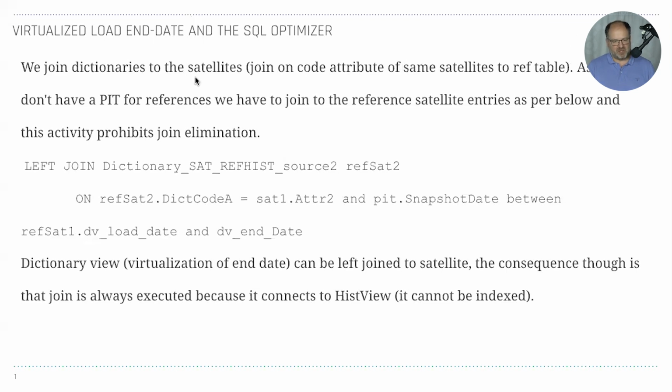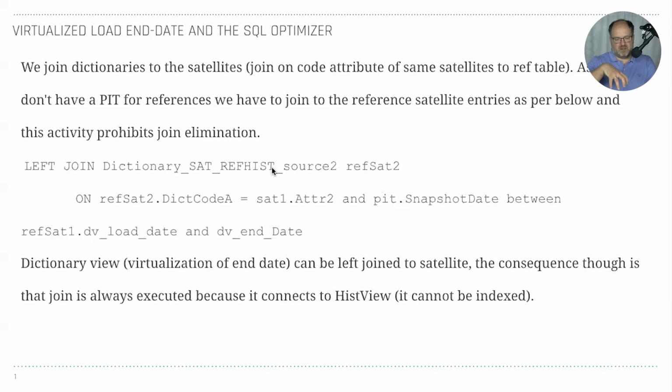So they join dictionaries on the satellites. So they have essentially reference tables. Not 100% sure how they look, maybe reference flat and wide reference tables, or reference hubs and reference satellites. That's a more modern design these days. And they have code attributes on the same satellites to a ref table. As we don't have a PIT table for references, we have to join to the reference satellite entries as per below, and this activity prohibits join elimination. The problem is that they have a virtualized load end date.